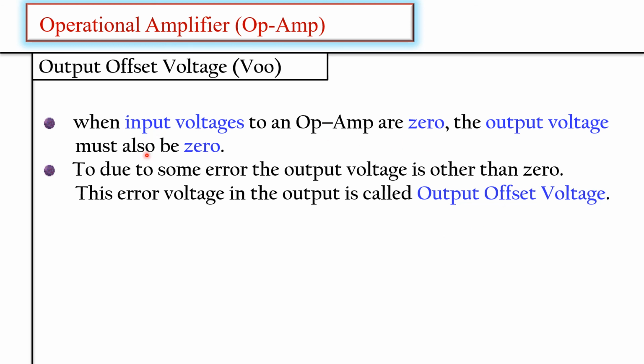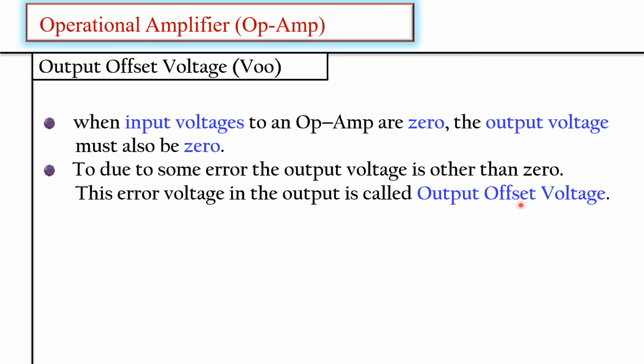Due to some error, ideally the output voltage should be 0 when we apply 0 volts at the input terminals, but there is some voltage, and this error voltage is called the output offset voltage. So the voltage which appears at the output when no inputs are applied will be called the output offset voltage.